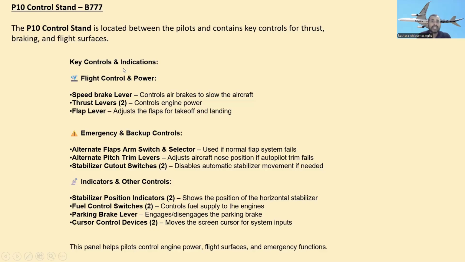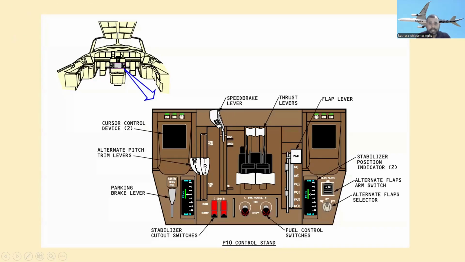You can see the key control indications for flight crew and power. For flight control and power, they have three: speed brake lever, thrust lever, and flap lever. The speed brake lever controls air brakes to slow the aircraft, the thrust lever controls engine power, and the flap lever adjusts the flaps for takeoff and landing. Here is the speed brake lever, this is the thrust lever, and this is the flap lever.